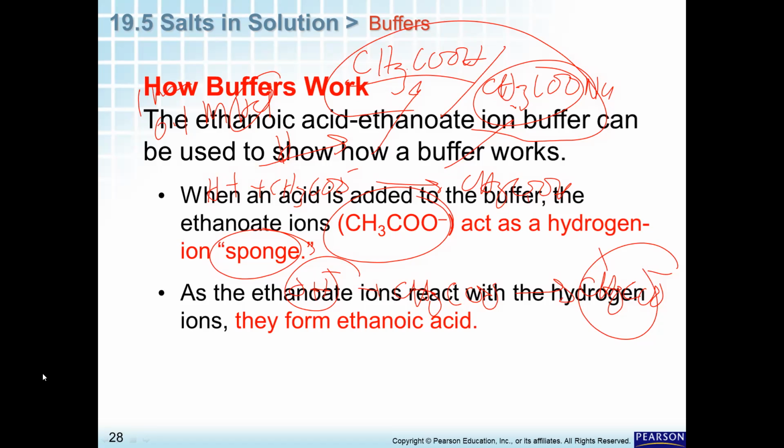So the two components that are there, the weak acid and the salt of that weak acid, will act as a sponge. They will absorb anything that you add, as long as it is a reasonable amount, of course. If you add a reasonable amount of H plus or OH minus, it will be absorbed, and that's why the pH is not affected. Okay, so that's the way it works.